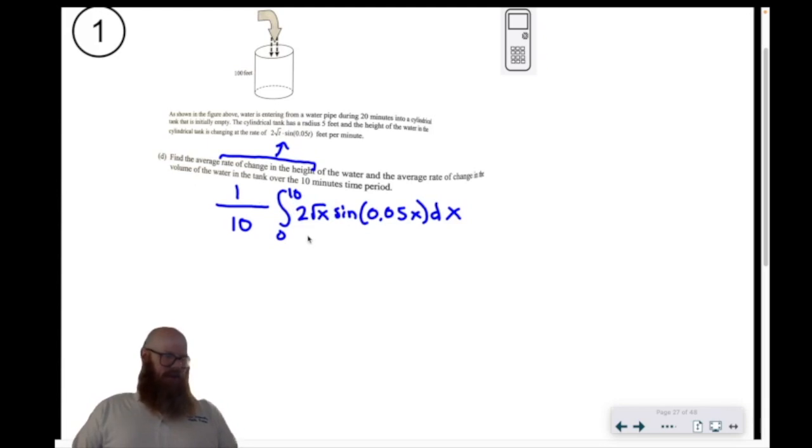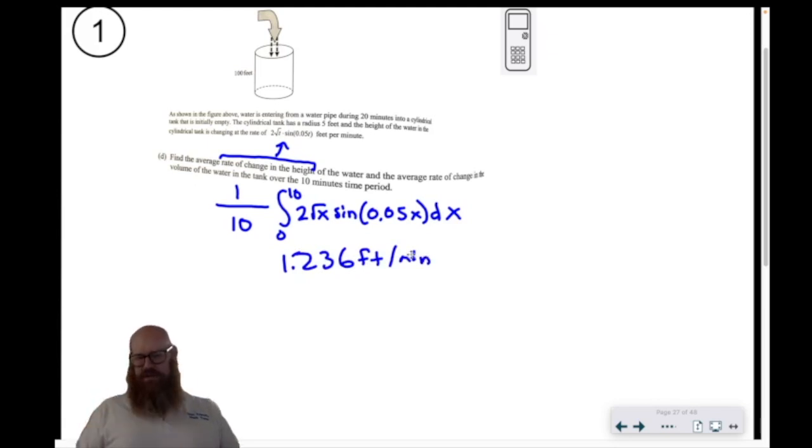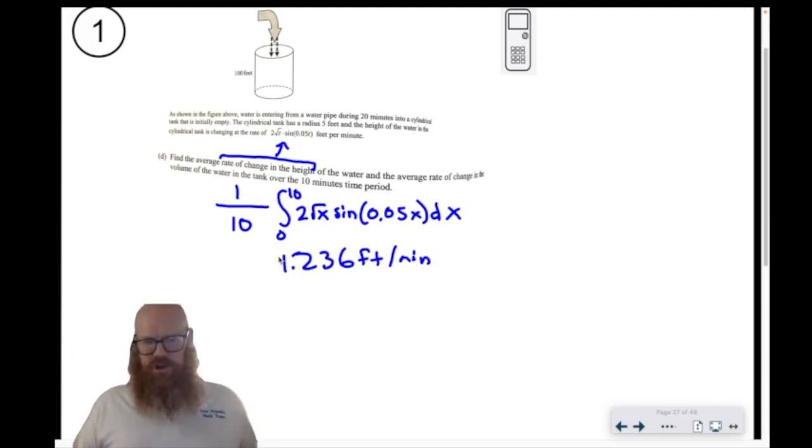And then I would just divide that by 10. So I should get 1.236, and that is in feet per minute. Or you just evaluate this whole thing again. Okay, so that is the average rate of change of the height.